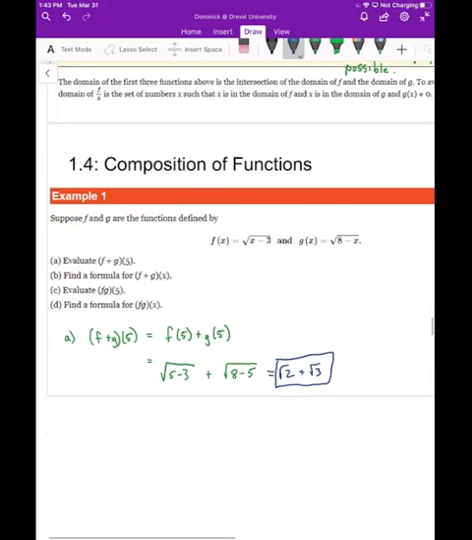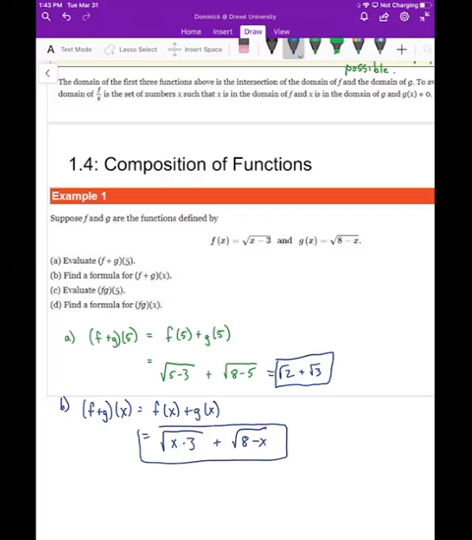All right, now in part B, they want a formula for f plus g just of x this time. But again, by our definition, this means that we want to find f of x plus g of x. And f of x is just square root of x minus 3, and g of x is square root of 8 minus x. And it actually turns out that we can't do anything else with this, so this is your final answer, right? We're just adding the two functions.